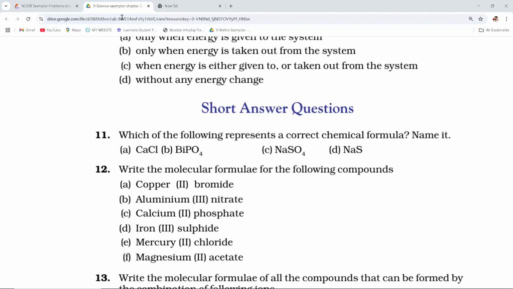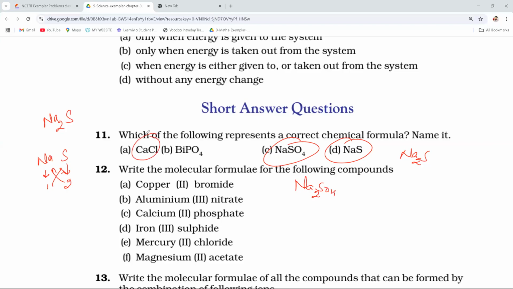Why is sodium sulfide incorrect? Can you tell me the reason? Because the valency of sulfate is 2. Yes, here it should be Na2S, because sodium has valency 1 and sulfide has valency 2. You cross multiply, you will get Na2S. Similarly, Na2SO4 for sodium sulfate. Similarly, CaCl2. So when the three are incorrect, only B will be the correct one. Bismuth has valency 3 and phosphate ion is also 3, so they cancel out each other and you will get BiPO4. Got it? Write down the answer for the 12th.